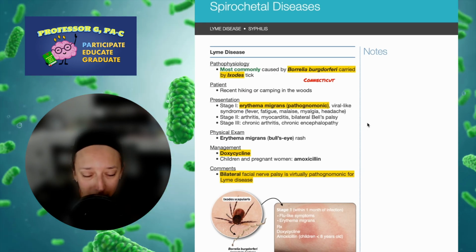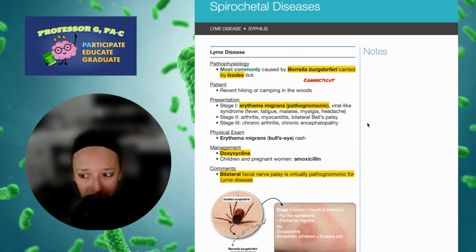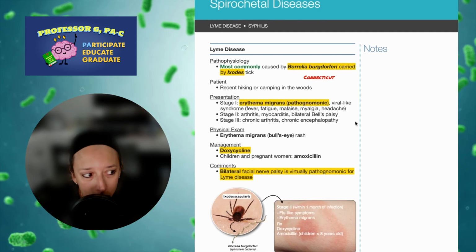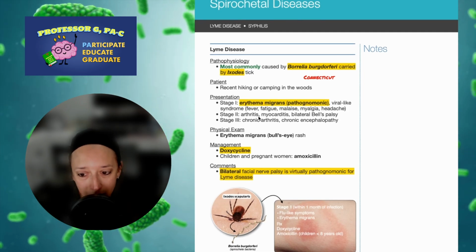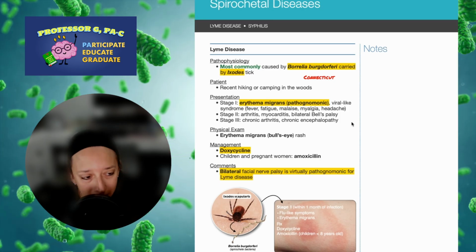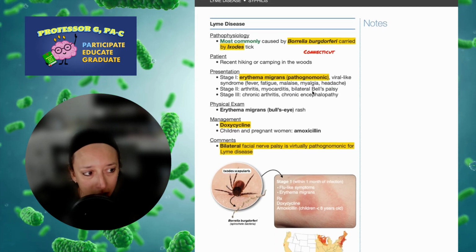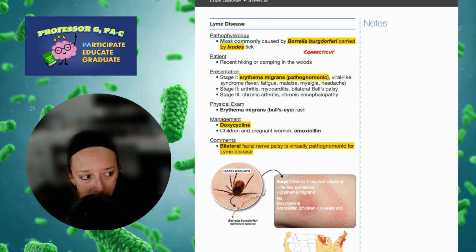And you're going to see that classic erythema migrans rash. It's a bullseye rash with viral-like syndrome: fever, fatigue, malaise, myalgias. Stage 2 is early disseminated, and you're going to see arthritis, myocarditis, or a unilateral or bilateral facial nerve palsy. Stage 3 is going to be late disease. We're going to see chronic arthritis and chronic encephalopathy in these cases.